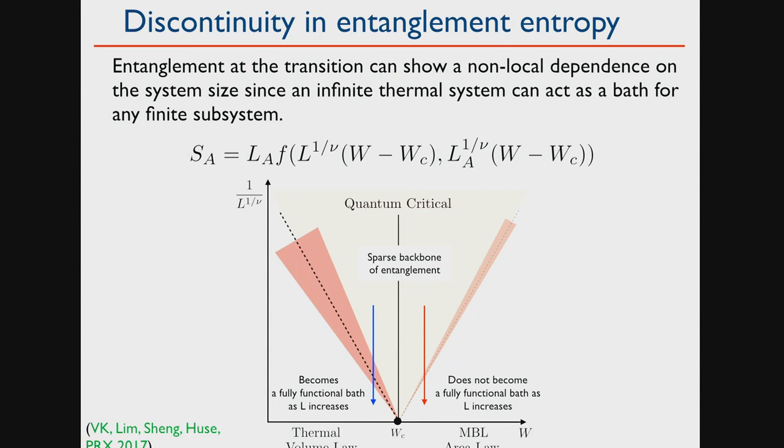But in this picture, what you find is that even if you look at the scale of one site, the entanglement entropy can vary discontinuously across the transition, even though other properties look continuous. So let me not try to explain this in the 2 minutes that I have.